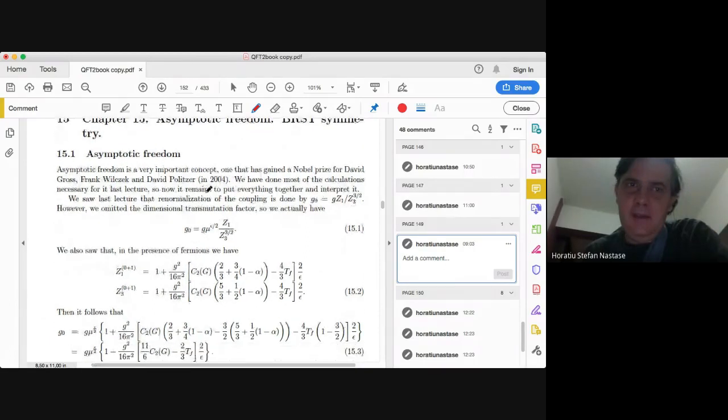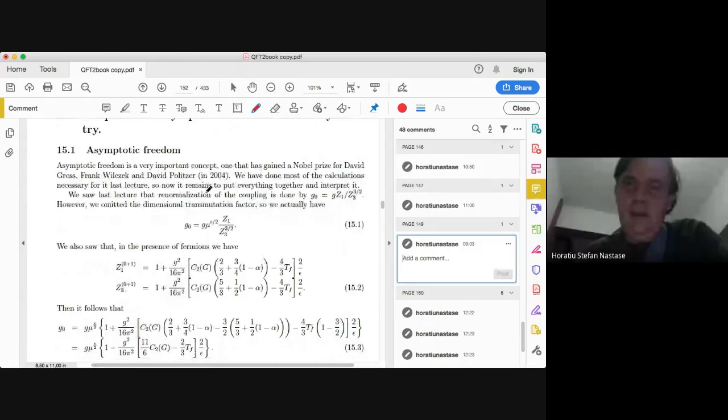So, as I said, this is a very important concept, and so important that it gained a Nobel Prize for David Gross, Frank Wilczek, and David Politzer in 2004. And asymptotic freedom means really the fact that at high energies the coupling goes to zero.